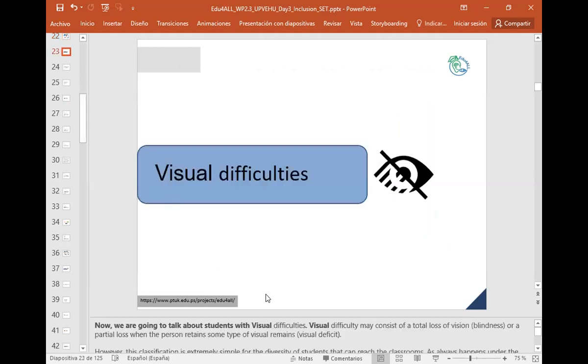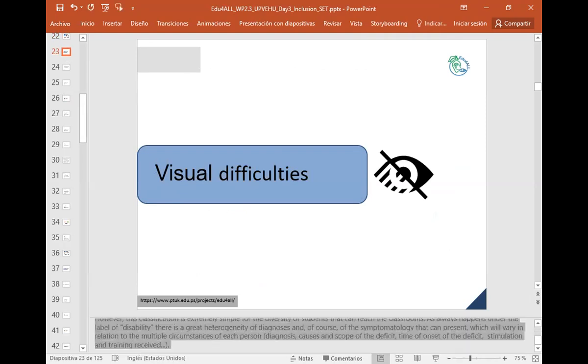And now we are going to talk about the students with visual difficulties. Visual difficulty may consist of a total loss of vision, blindness, or a partial loss when the person retains some type of visual remains, visual deficit. However, this classification is extremely simple for the diversity of students that can reach the classrooms.